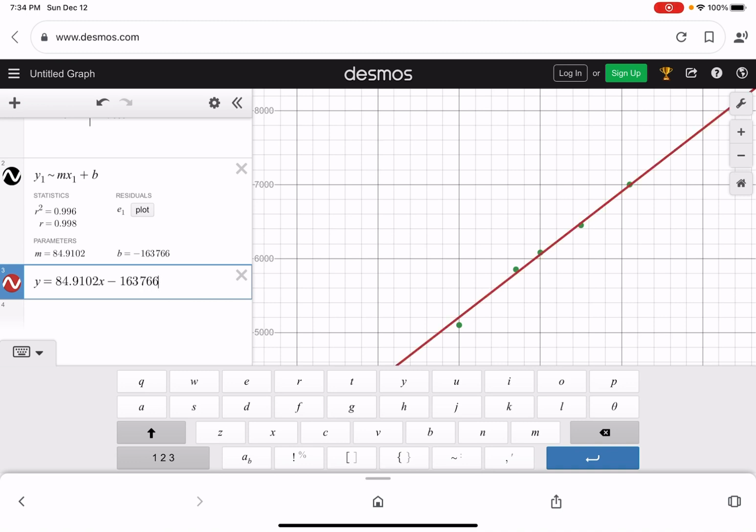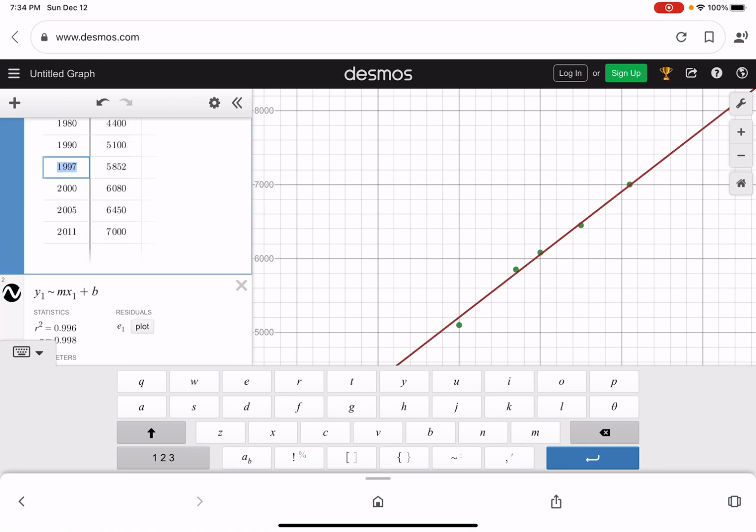And then it should put a red line over that black line. And this is what you need to write on your paper for linear regression equation. So now it says, what is the predicted population in 2005?